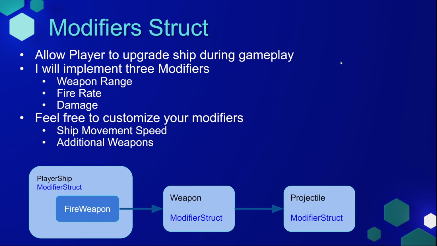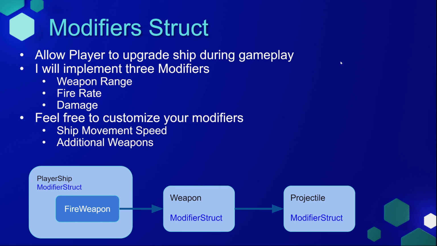So now that that's set up, let's talk through how we're going to set up this struct for our player ship. What we want to do is create a system that allows the player to upgrade their ship during the gameplay using the currency that they'll collect. Now, you can create any type of modifier that you want, but what I'm going to do is equip 3 modifiers to my player ship. I'm going to use weapon range, fire rate, and a damage modifier.